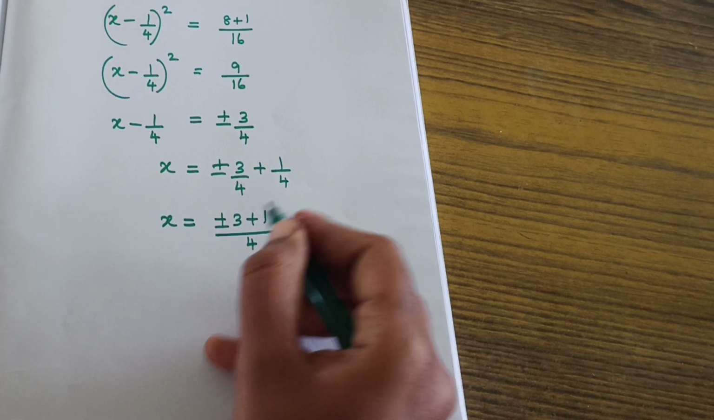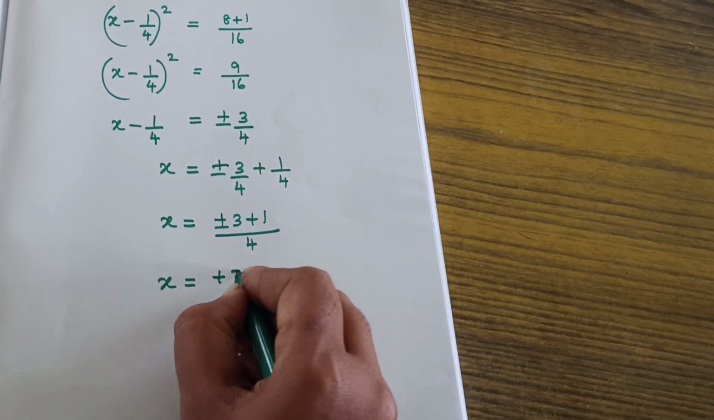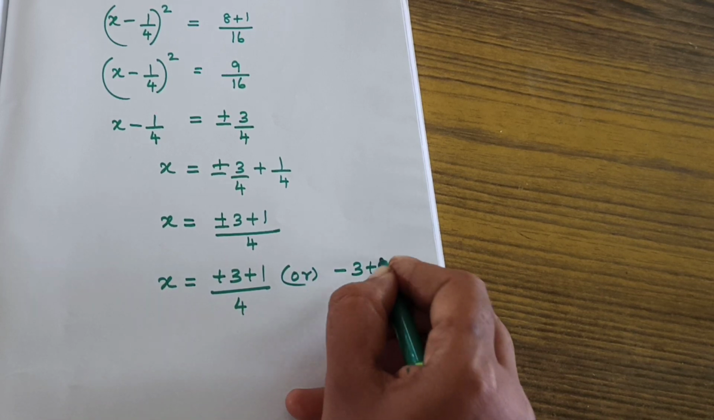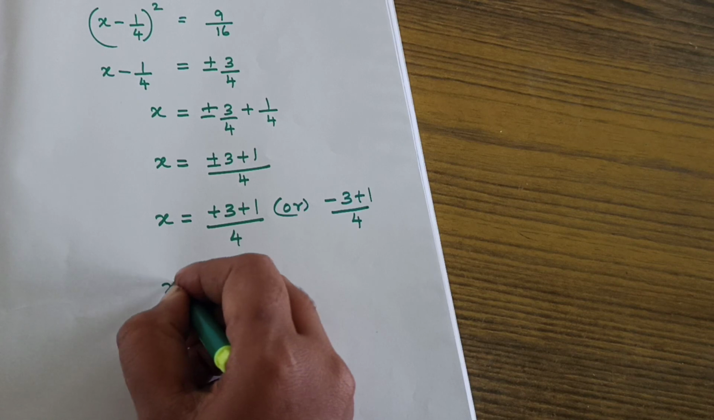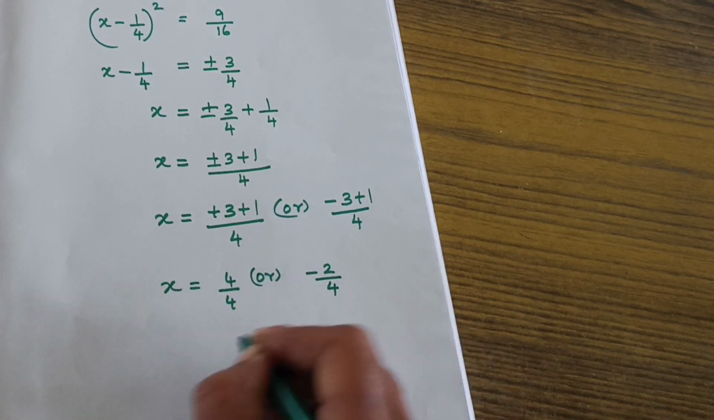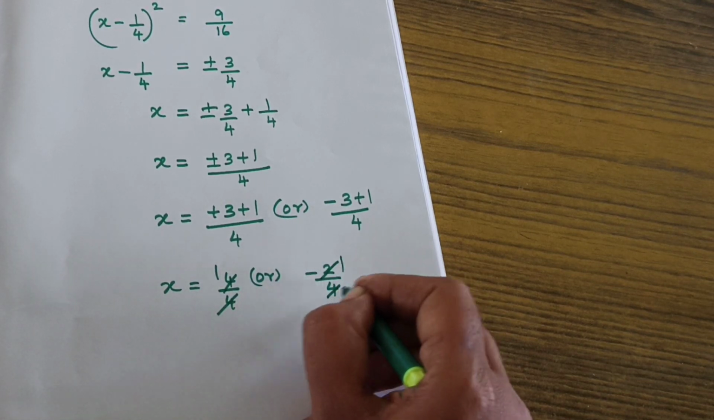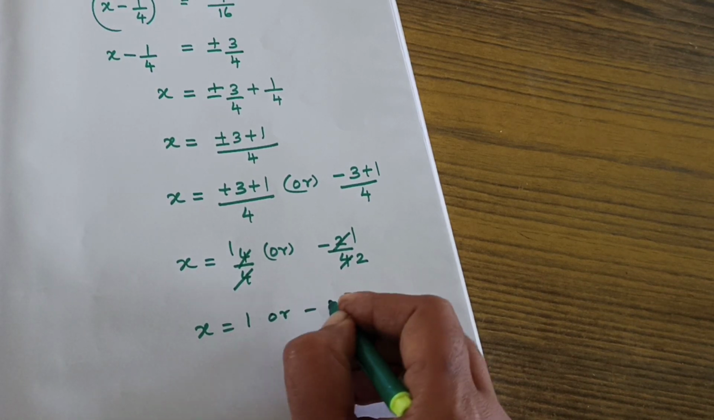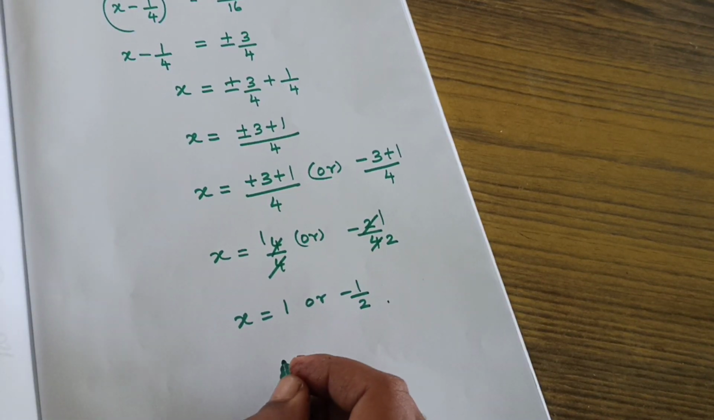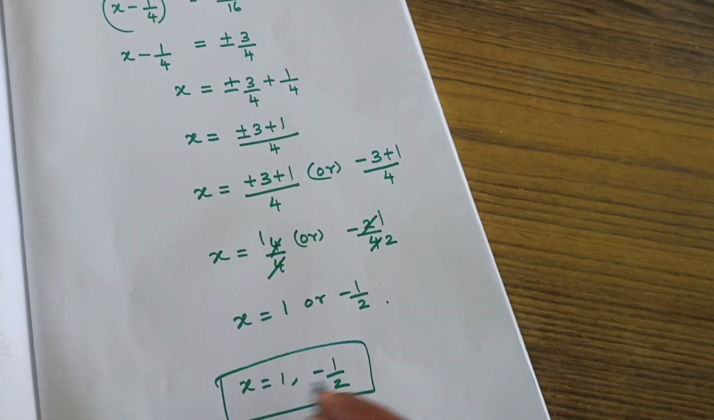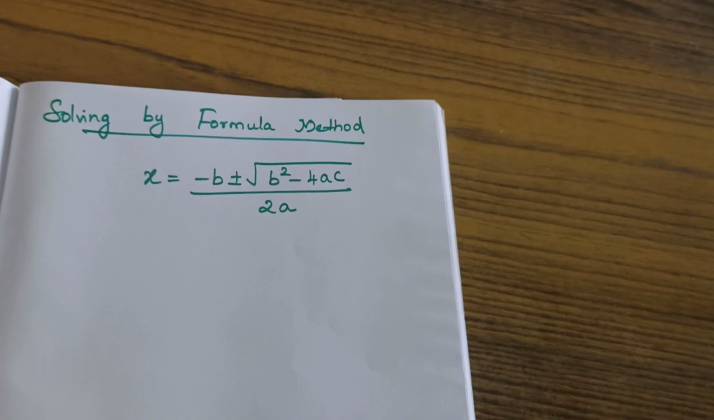So how can we write? Plus 3 plus 1 by 4 or minus 3 plus 1 by 4. So x equal to 4 by 4 or minus 2 by 4. Cancelling, 1 by 2. Therefore x equal to 1 or minus 1 by 2. So what are the roots? X value, x equal to 1 comma minus 1 by 2. These are the answers. Got it? Okay, solving by completing the square over.